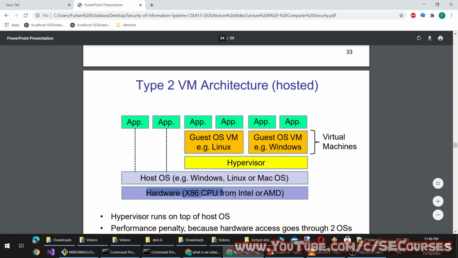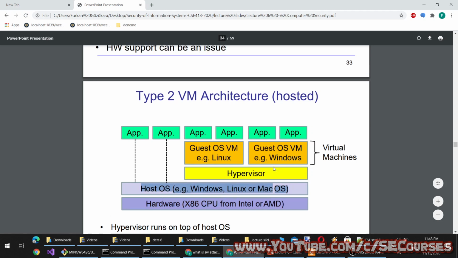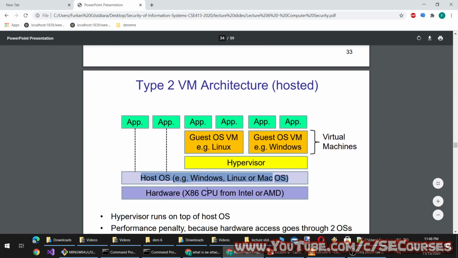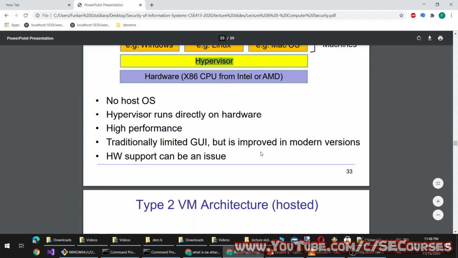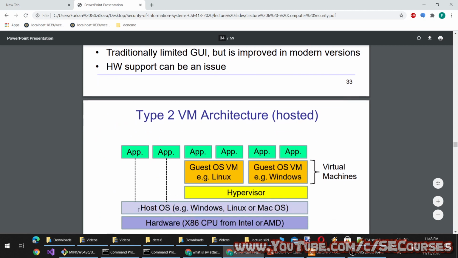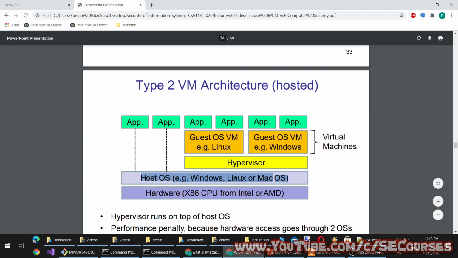So you see there is hardware, and above it there is host operating system. So basically Type 2 is running on the host operating system. However, Type 1 is running on the hypervisor, which is directly running on the hardware. So there is no hosting operating system for hypervisor. However, on Type 2 there is hosting operating system, for example, Windows, Linux, macOS or whatever, and above it there is hypervisor. Okay.